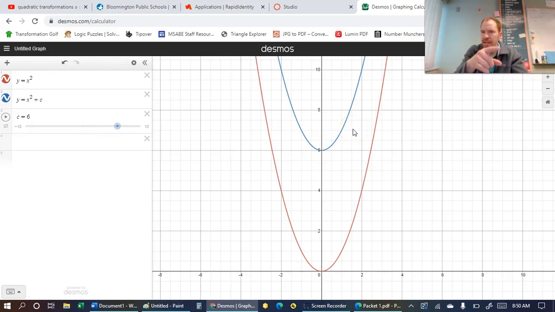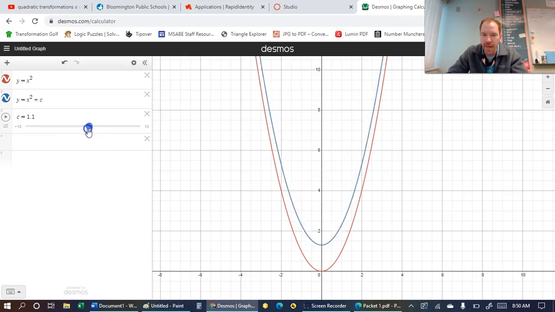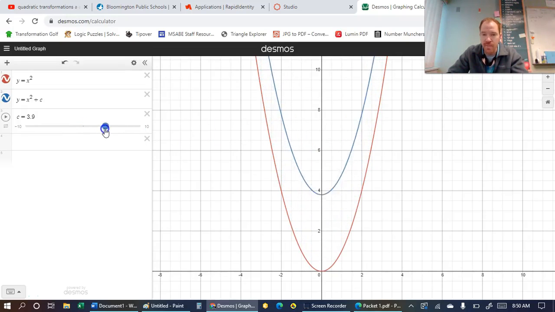It's hard sometimes to tell here that they have the same width, and that's why I wanted to go back where they lined up. So they've got the same width. And now as we increase c, we're just moving that parabola up. That's all that's happening. Just 6.